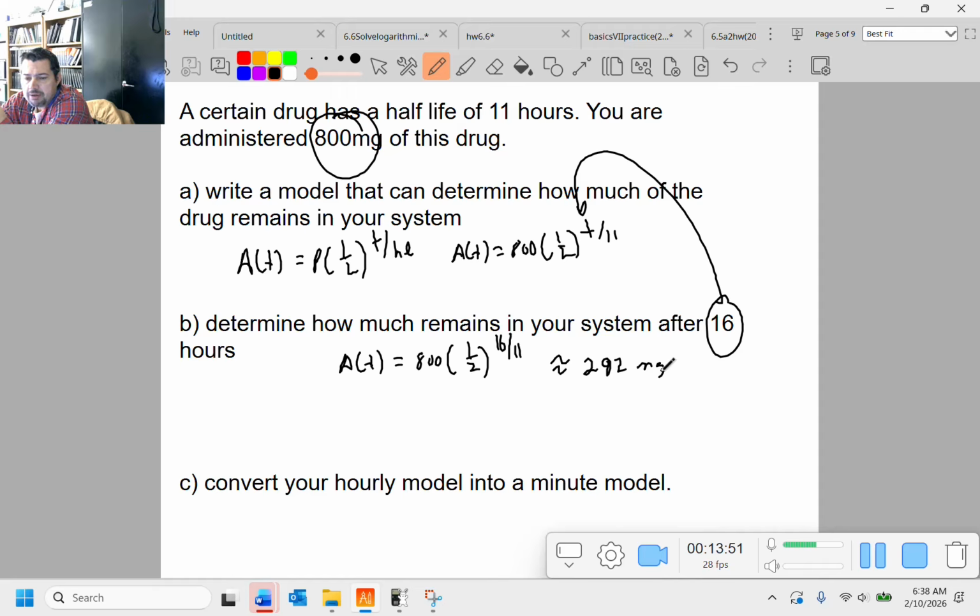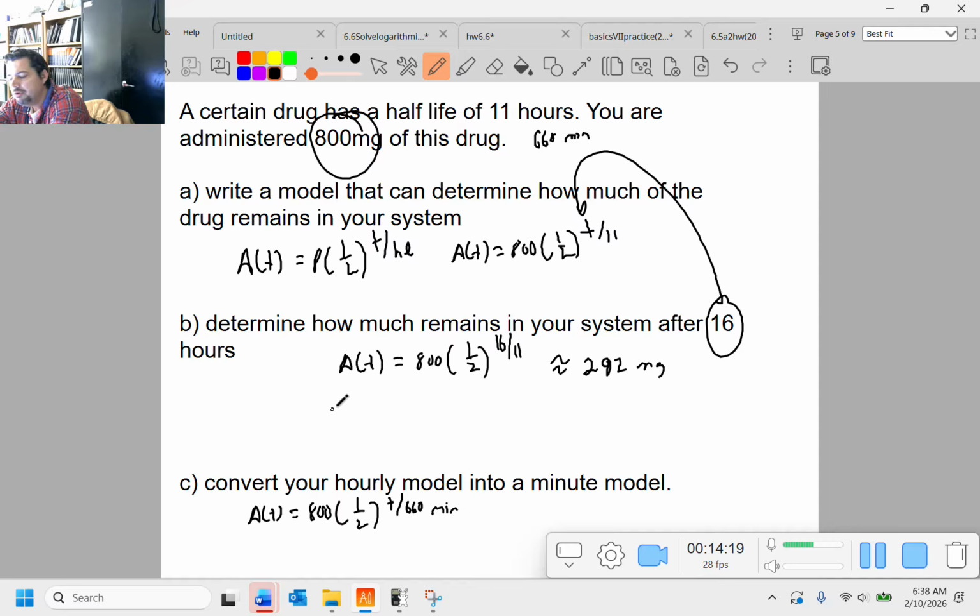Convert your hourly model into a minutely model. Okay, so 11 hours would be 660 minutes. Wouldn't it? I think it would be. So let's go ahead and write it like this: 1/2 to the t over 660. And remember, that's minutes now, not hours.